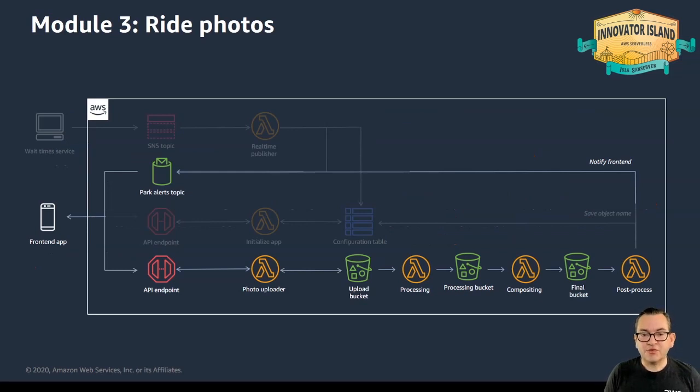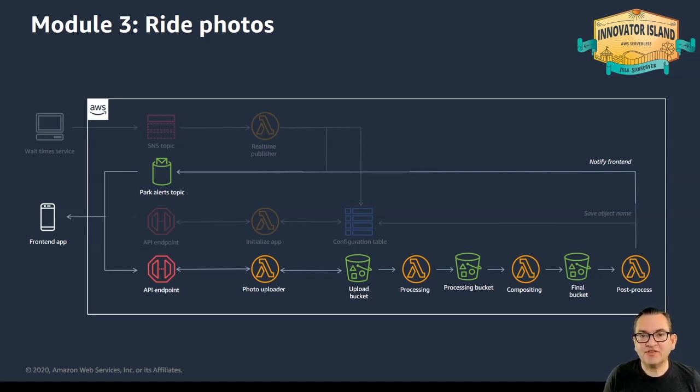So how does this work? Well, first, the front end uploads the guest photo into an S3 bucket via an API Gateway endpoint where it receives a pre-signed URL. When the object arrives in the upload bucket, it triggers a Lambda function that removes the green background from the photo. When the object is then saved in the processing bucket, that triggers a second Lambda function that composites the image. And when that final image is ready, there is a final Lambda function that updates DynamoDB and then notifies the front end that the photo is ready.